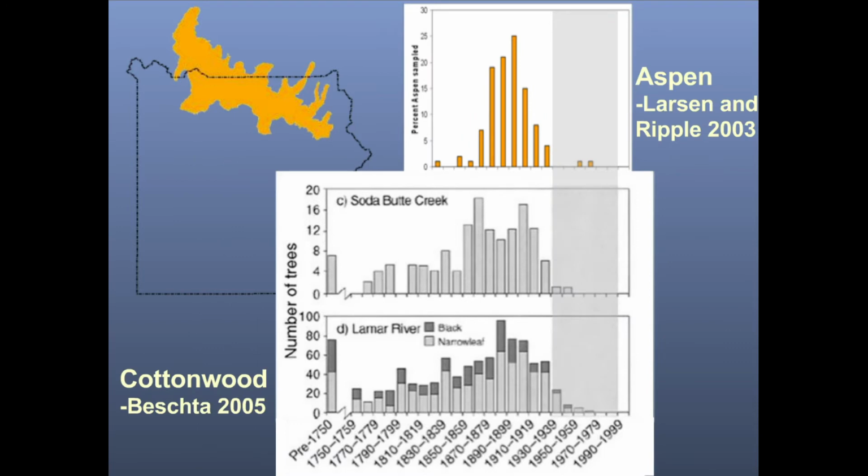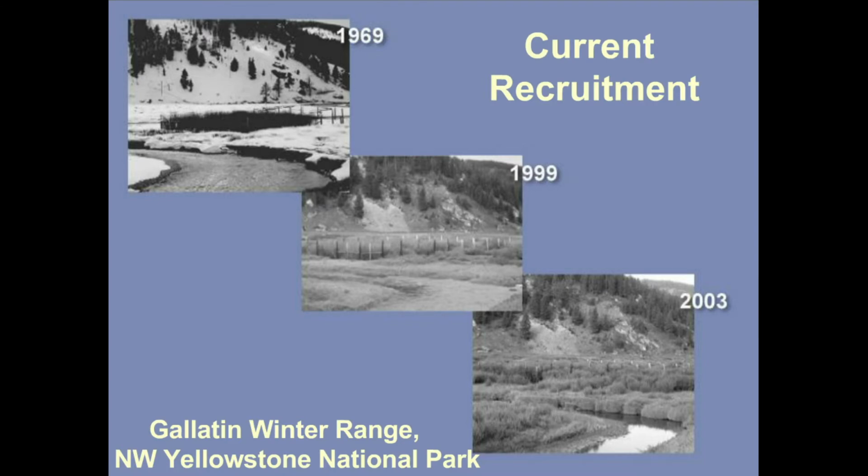We go back to the studies within the orange polygon in the northern region, whether you're talking about aspen or cottonwood. This gray bar represents the time of wolf absence. So again, we see this similar pattern of a lack of recruitment coinciding with when wolves were not present in the system. So those are the historic studies that led us to this idea that there could potentially be trophic cascades going on in the park.